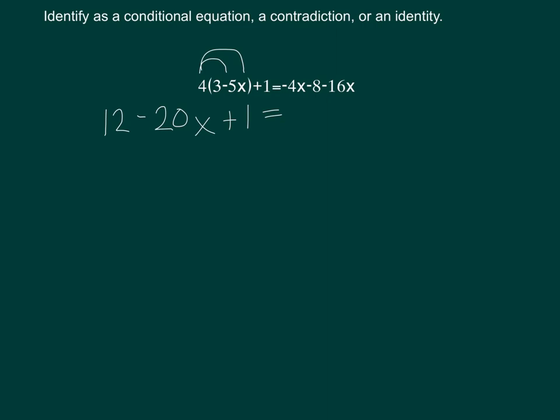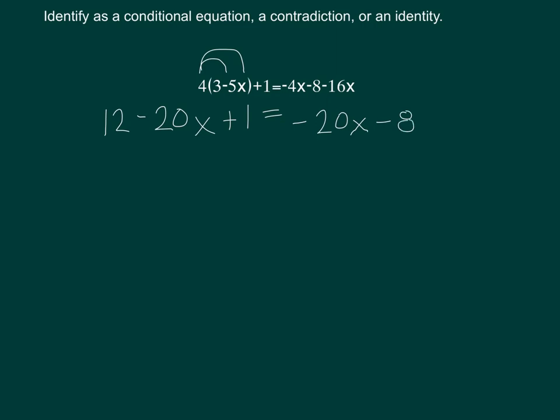On the right hand side, the way that we can simplify, because there's no parentheses, is simply combining like terms. The like terms have the same variable. Negative 4x and negative 16x combine to a negative 20x. You're combining negatives, you get more negative. And then that minus 8 does not change.